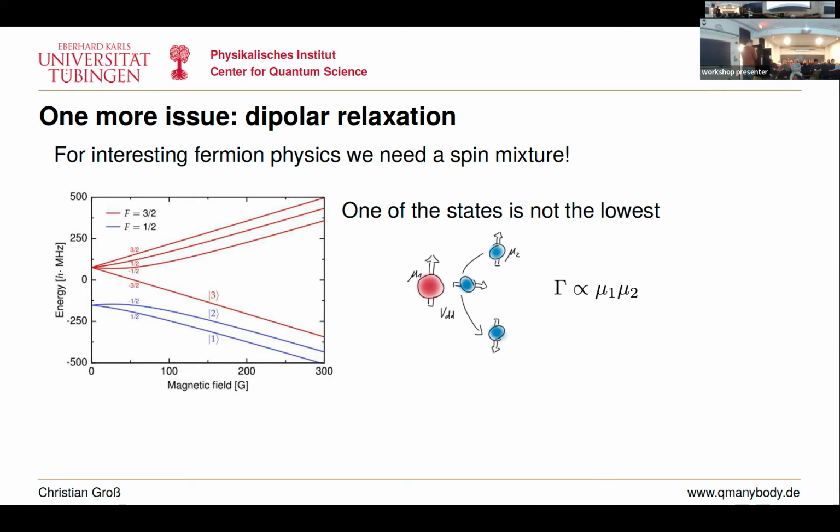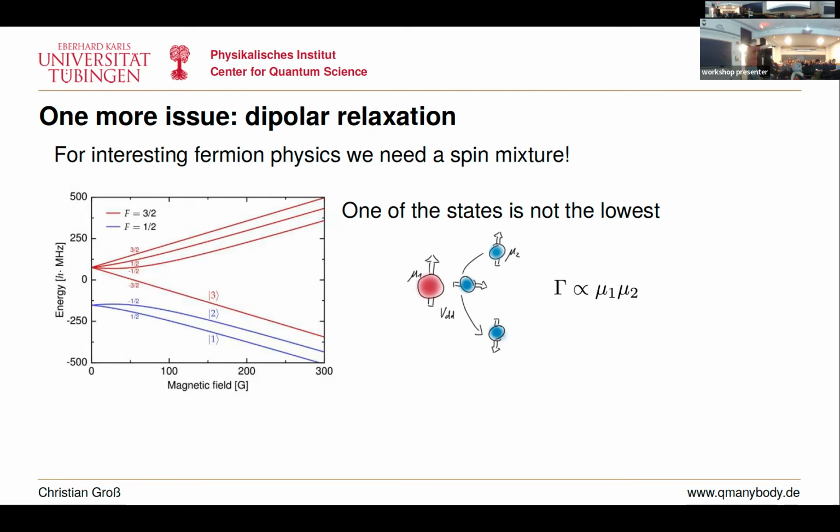Erbium is a very strong magnet. Lithium is a very weak magnet. This is the nice thing. If erbium were not a very weak magnet, you would never get the spin mixture of lithium stable in an erbium cloud, because you would have dipolar relaxation collisions between erbium and lithium, basically just turning the spin of one of the two spin states and releasing the energy.